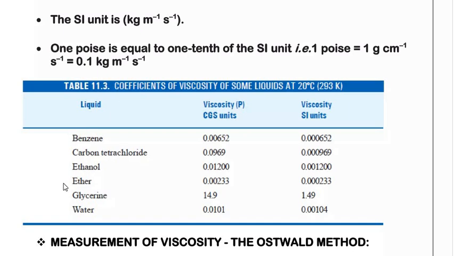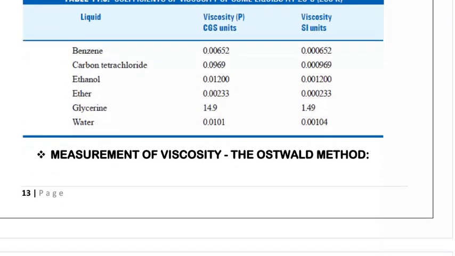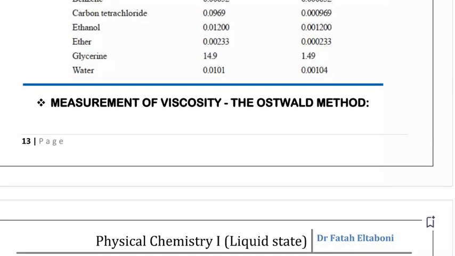Now you have a variety of liquids here: benzene, carbon tetrachloride, ethanol, ether, glycerin and water. You have the viscosity in the CGS system and the viscosity in SI units. Now look at this table and think about it.